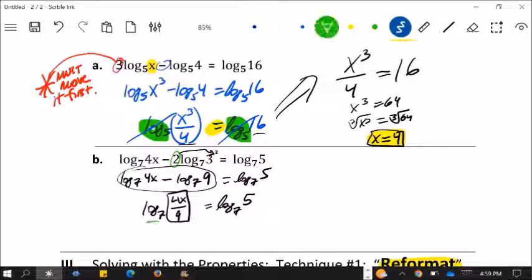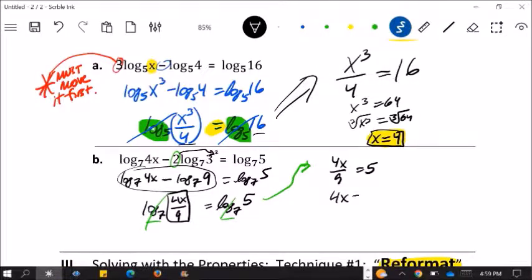Because these are the same, that means we essentially cancel them out, or not necessarily cancel them out, but we are making the insides equal to each other. So now at this point, I'll just solve it as normal. Multiply both sides by 9, 4x equals 45, divide by the 4 on both sides, and I get 11.25 or 11 1/4. And that's what my x is equal to.